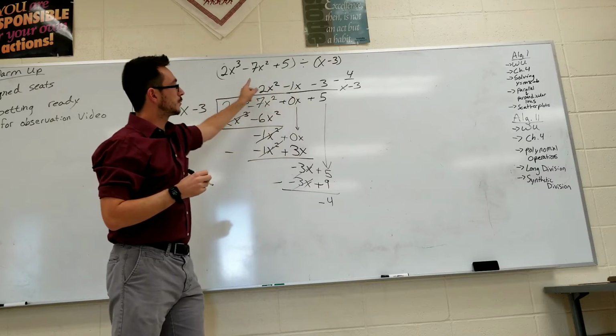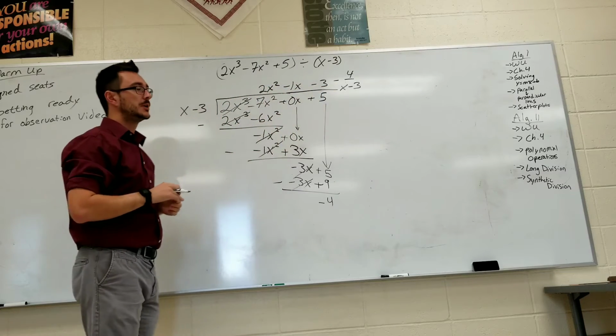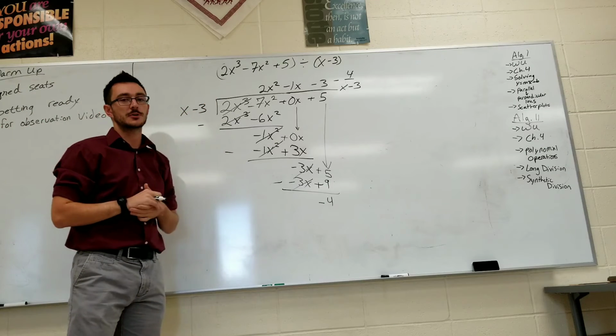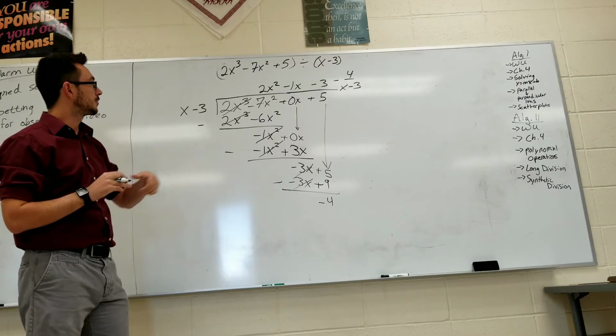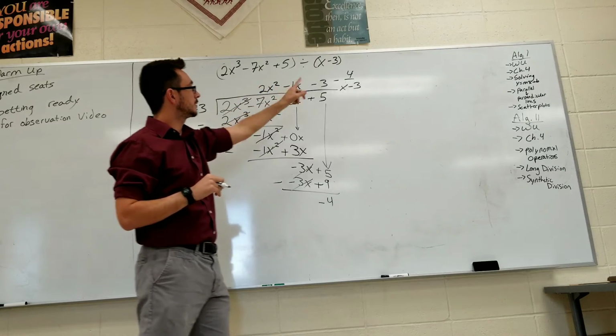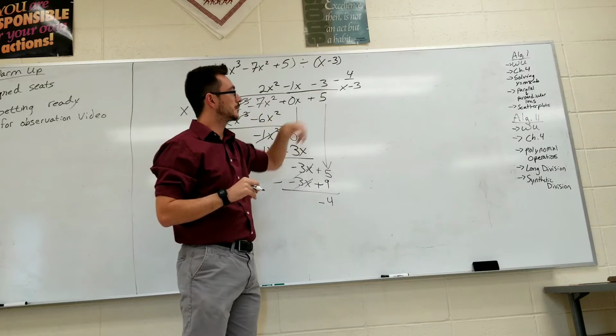So what I wrote up top here would be my answer. It's what I'd get if I simplified this division that we started with. So we'd have a polynomial that is 1 degree less, and it does have 3 terms still and a remainder.